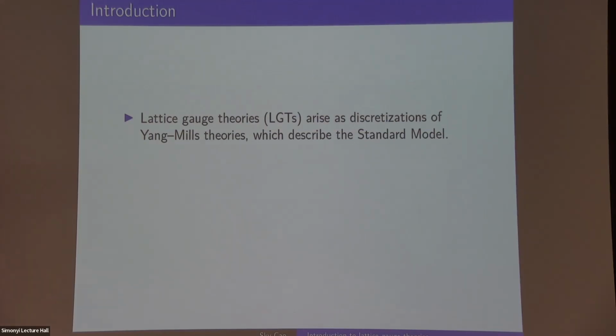I want to start this talk by saying a little bit about where these lattice gauge theories come from and why we study them. It turns out that they're discretizations of Yang-Mills theories. And these Yang-Mills theories are supposed to describe the standard model of physics. Apparently, the standard model is perhaps one of the most fundamental theories of nature that we have at the moment. To draw an analogy with some more familiar objects, lattice gauge theories are to Yang-Mills theories as random walk is to Brownian motion.